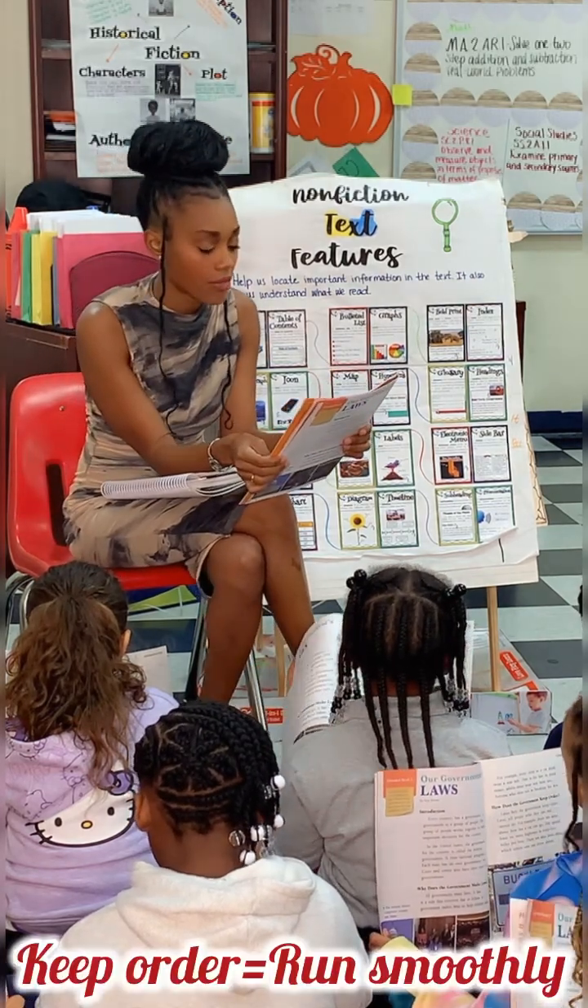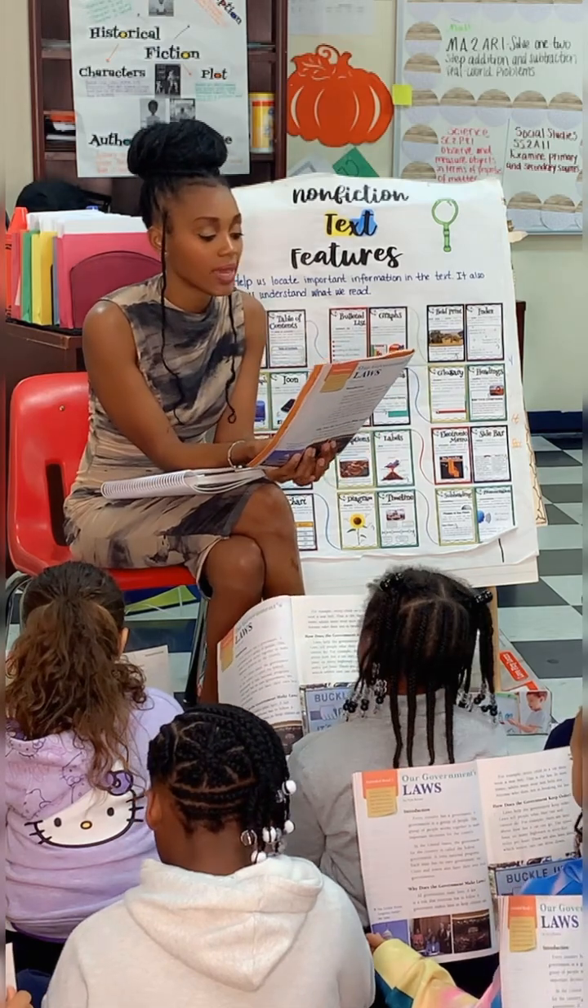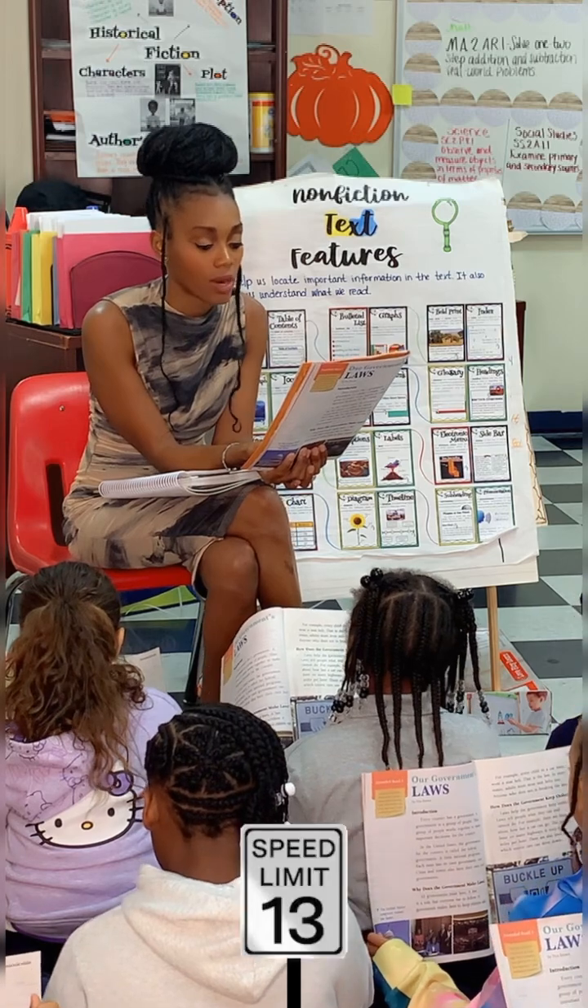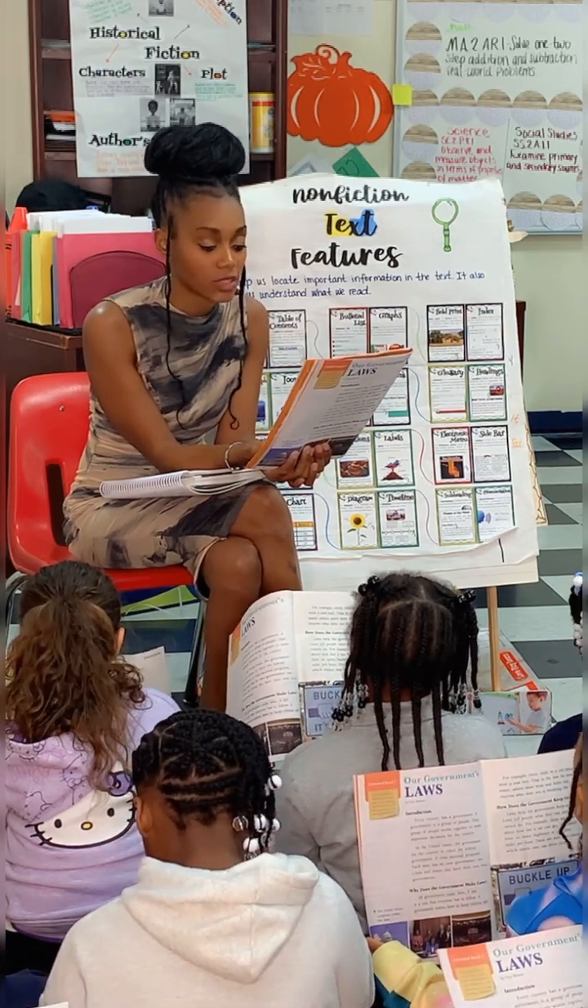For example, there are laws about how fast a car can go. The speed limit on many highways is 65 miles per hour. There are also laws about which streets cars can drive down.